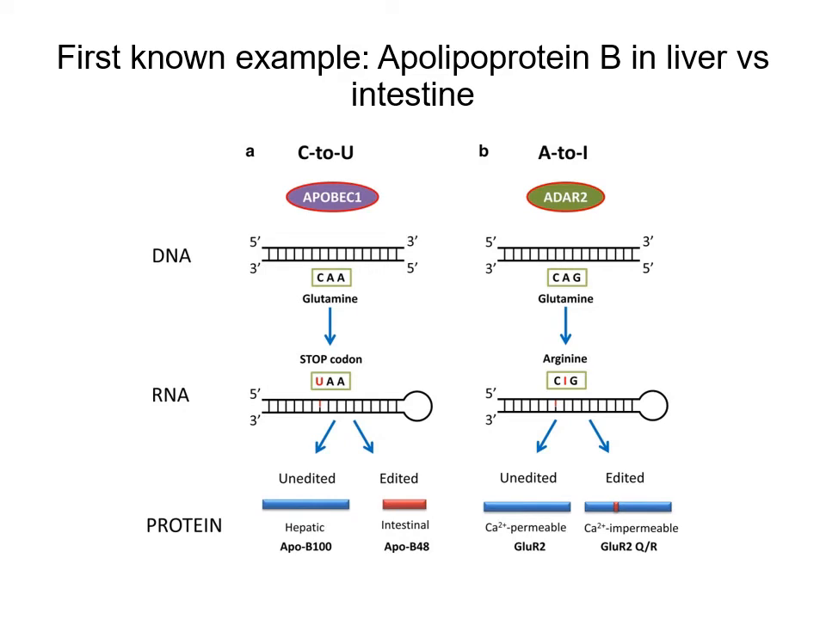Okay, so the first known example of this in proteins at least is Apolipoprotein B, and how the mRNA behaves differently in liver versus intestine. Okay, so this is C-to-U editing. What it looks like in the DNA, there's a glutamine codon, a particular glutamine codon, which is edited, or can be edited, to produce a UAA stop codon. So this is an in-frame glutamine codon, which is going to be altered in the RNA to form a UAA stop codon.